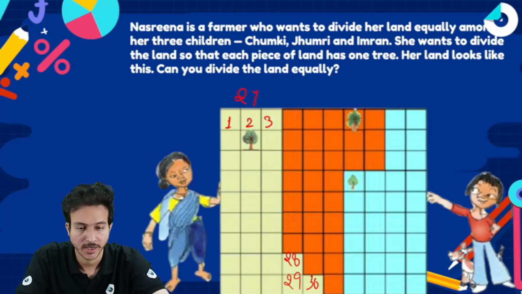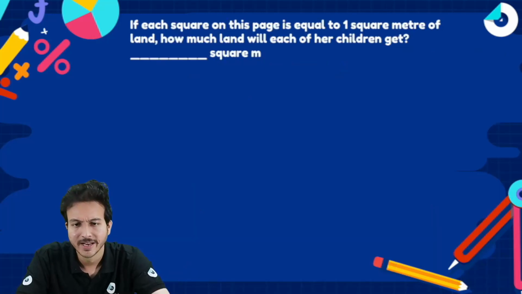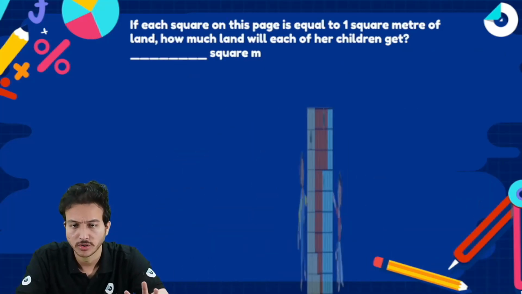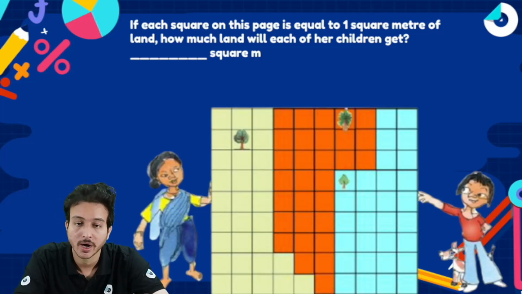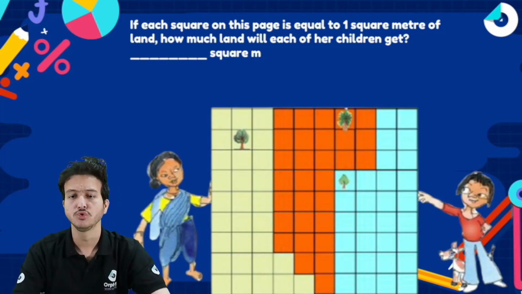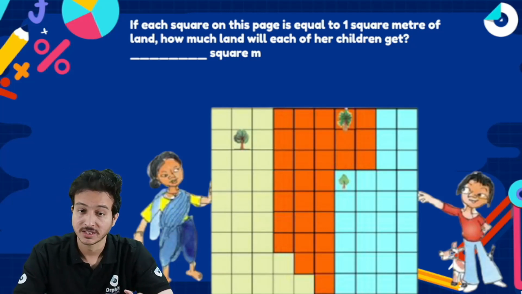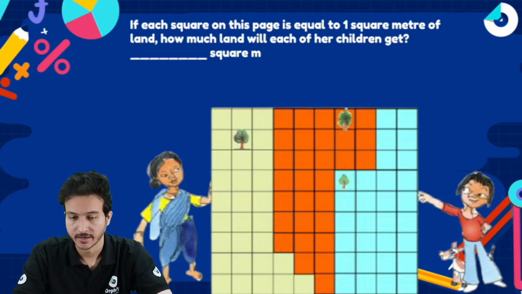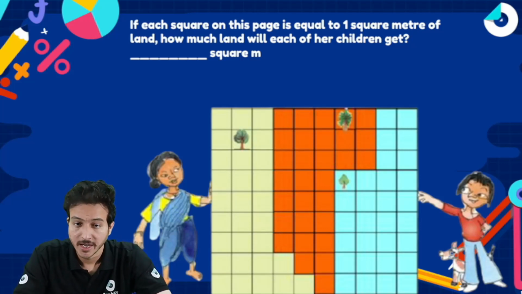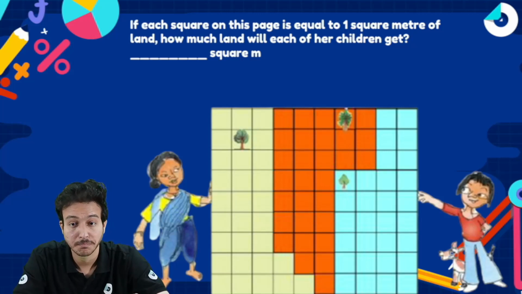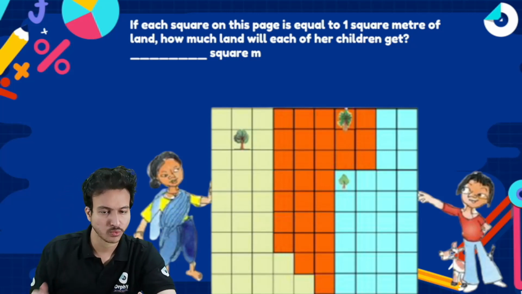children which she has. Now the question is asking you, if each square on this page is equal to 1 square meter of land, how much land will each of her children get? Now what you can do is find the area that each of them is getting. If we need to find the total area, we can simply find it, because it is given that the area of each square is 1 square centimeter.